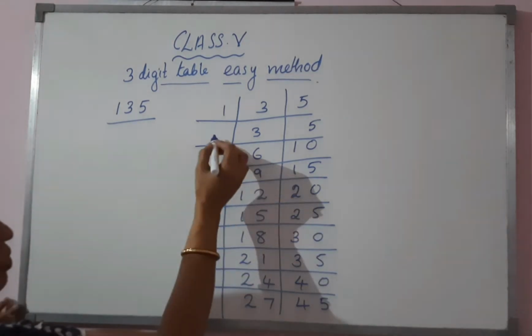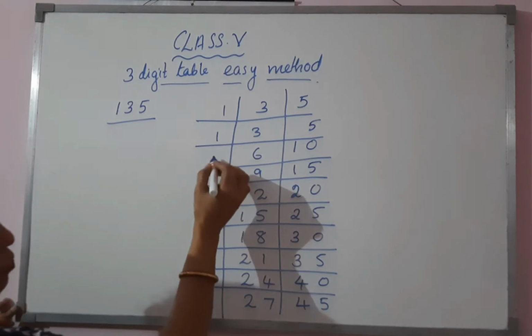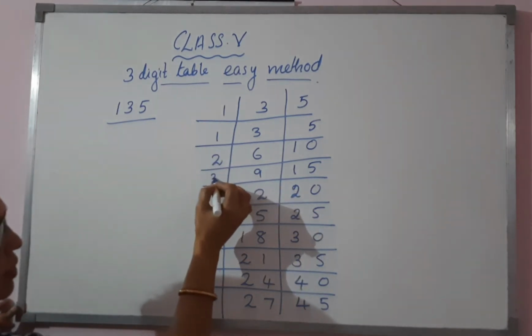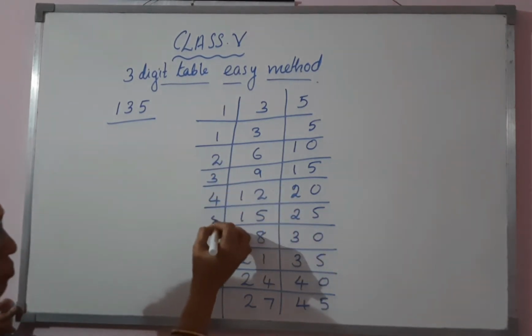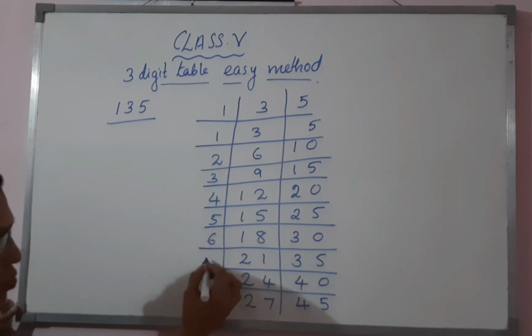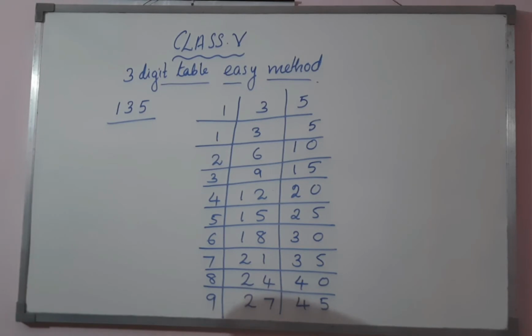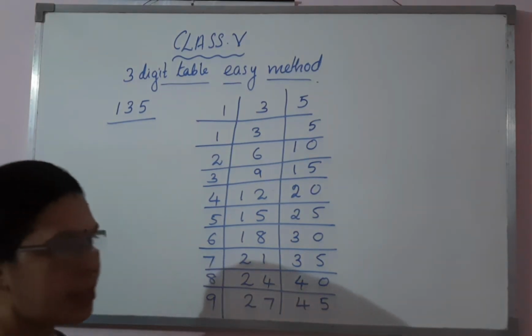Now the table of 1: 1 1 is 1, 1 2s are 2, 1 3s are 3, 1 4s are 4, 1 5s are 5, 1 6s are 6, 1 7s are 7, 1 8s are 8, 1 9s are 9. All the tables are over. We are going to the next step.